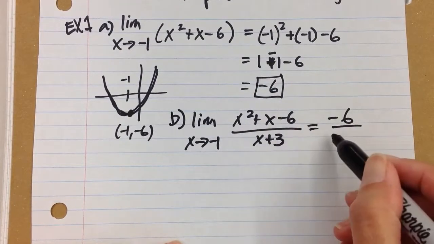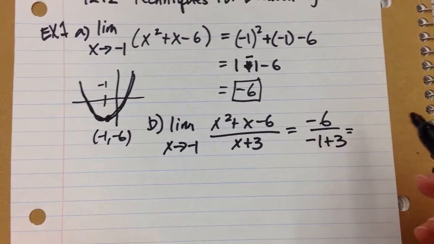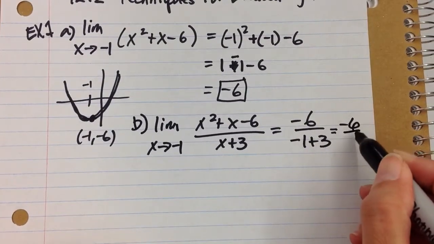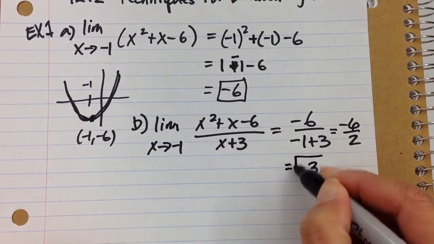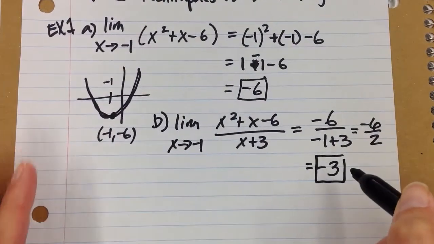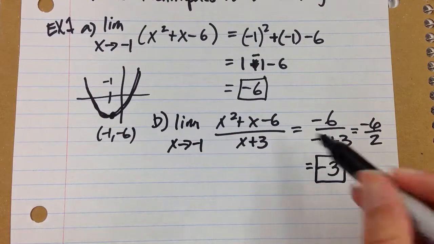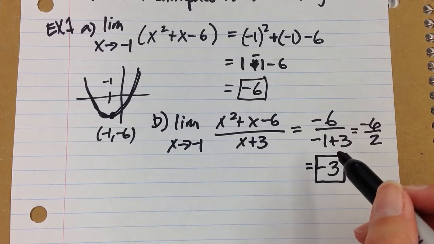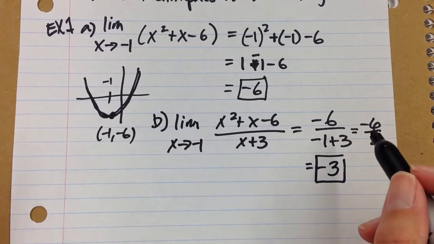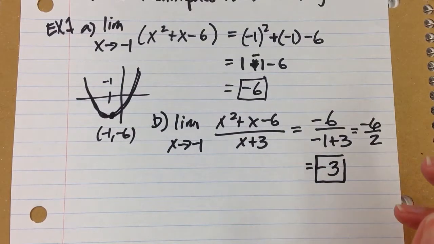And if I plug in -1 to the bottom, -1 plus 3, I'm going to get -6 over 2. So -6 divided by 2 is -3. Since it's a number that doesn't equal 0 over 0, that's good. That's the limit. If I were to graph this on my calculator, I could see where the limit is approaching from the left and the right. Okay, so it's easy. When you plug in a number and you get a number, awesome. That's all you have to do. Okay, we talked about that a little bit yesterday.